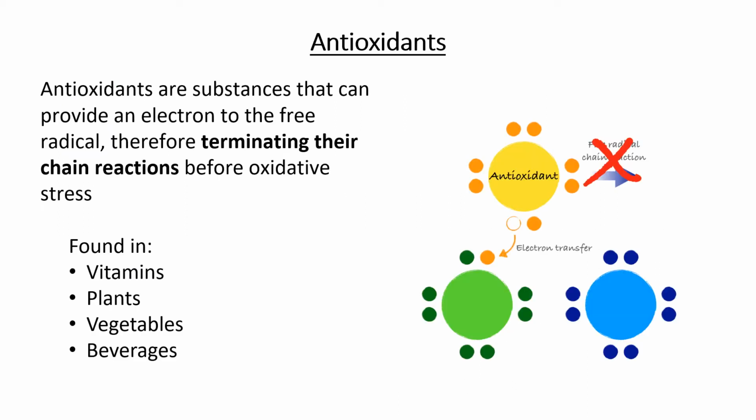To combat oxidative stress, our biological systems have put in place antioxidants, which are substances that can provide a free electron to terminate free radical reactions before oxidative stress occurs. They are naturally found in vitamins, plants, vegetables, as well as many beverages such as teas, juices, and coffees.